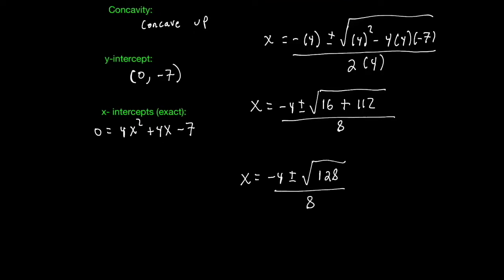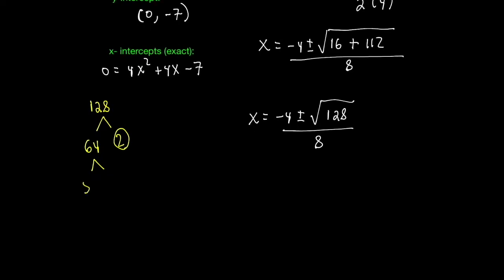And then I'm going to want to simplify the radical here. So I'm going to get the prime factorization of 128. So here I can break this down to 64 times 2. And then the 64 is the same thing as 8 times 8. And then here we get 4 times 2. And here we get 2, 2, and 2, 2. So I have all of the prime factors now.